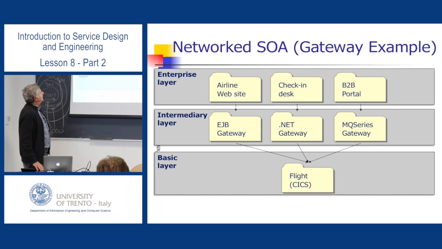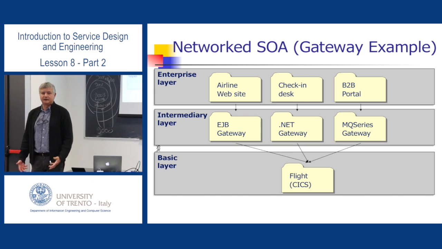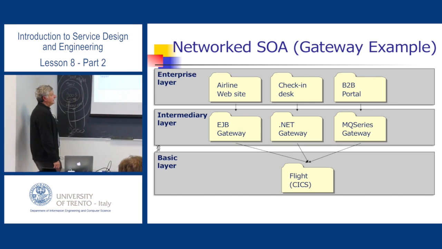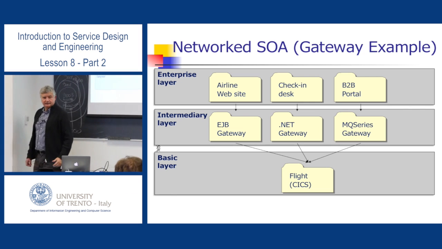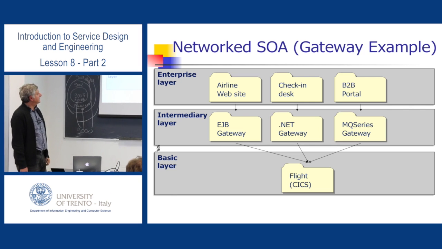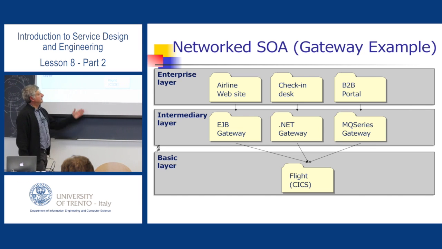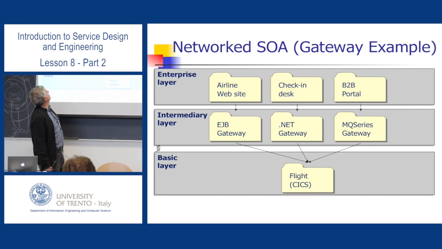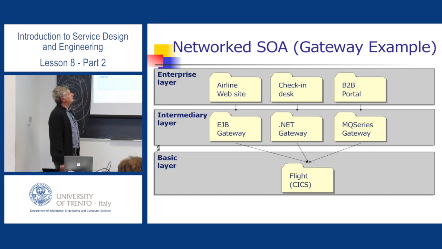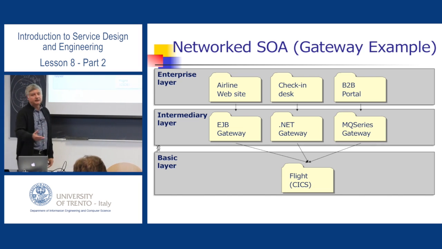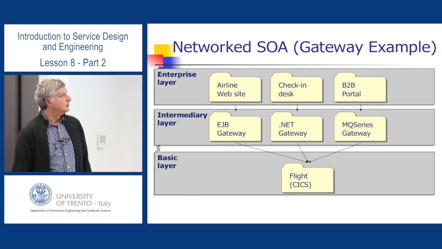Another example of an intermediate layer is the support of different types of technology. One typical application for flights is a standard, CICS, which I don't remember what it means, but anyway, it's a standard for the flight. And there are different kinds of front end. That typically is a website, but it can be at the check-in desk, or it can be a business-to-business portal which is used by travel agencies to directly connect with them.